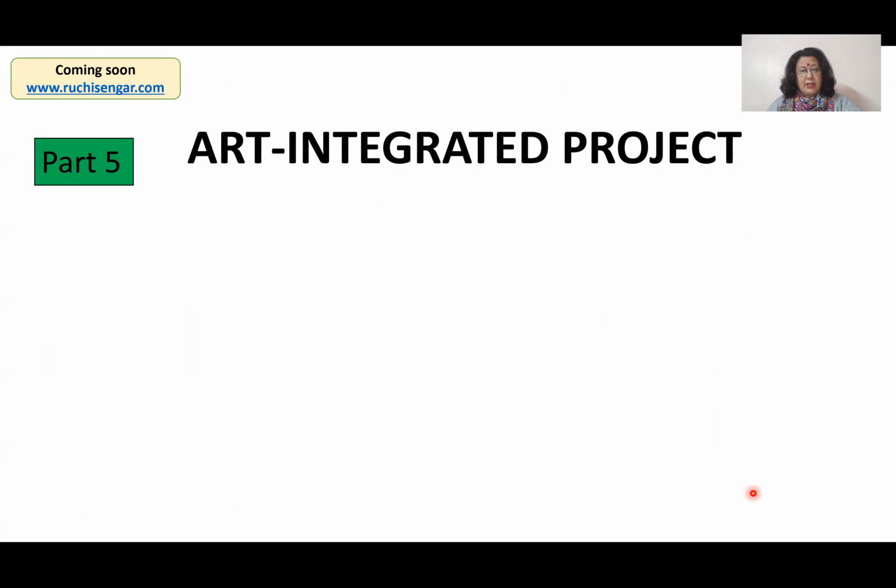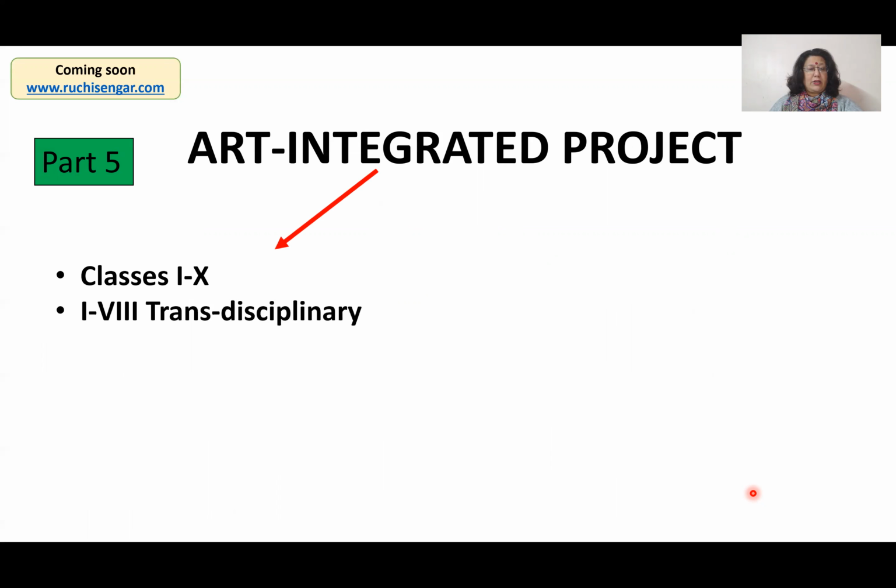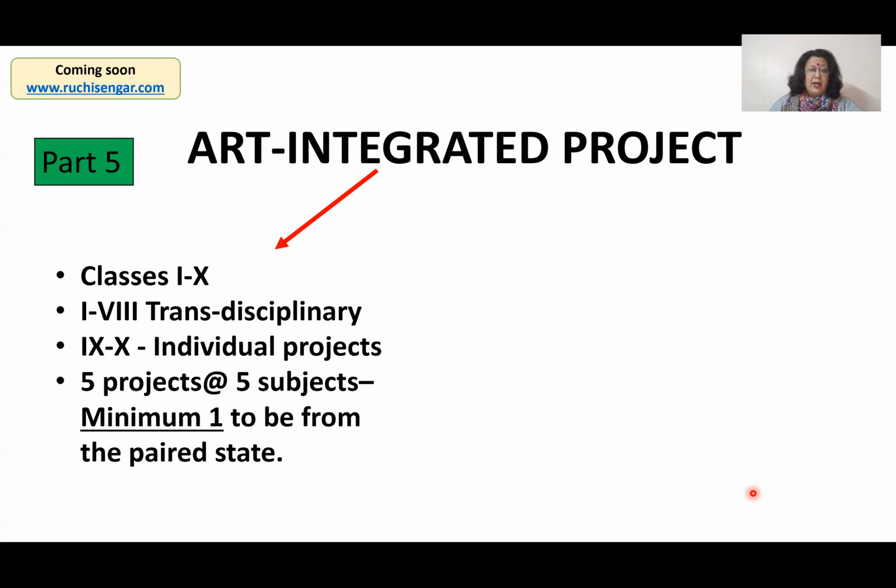Okay, now part 5 is the art integrated project. So these are 5 parts on the Kala Setu where you have to upload the data, right? The art integrated project, everybody knows, for classes 1 to 8 is transdisciplinary, and for 9 and 10 individual projects. So please remember, 5 projects, 5 subjects, 5 projects, 5 subjects.